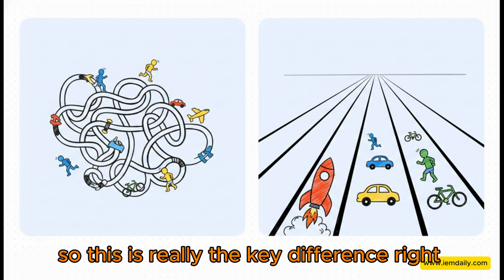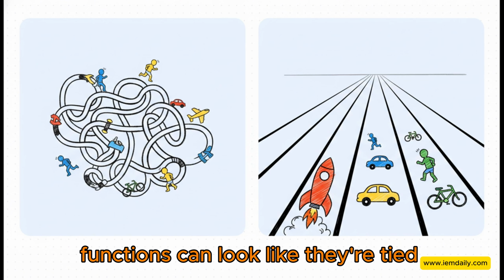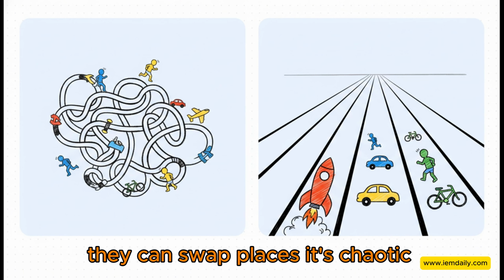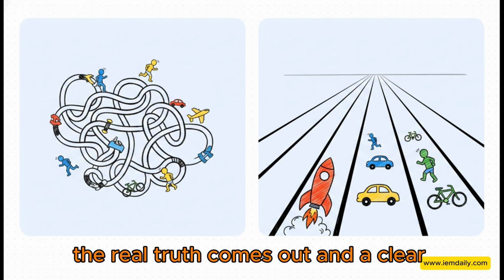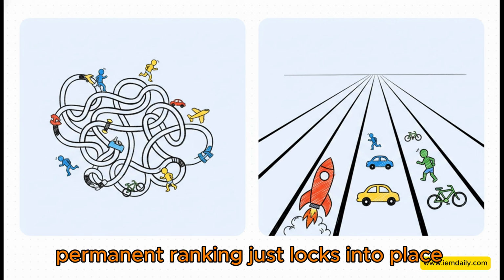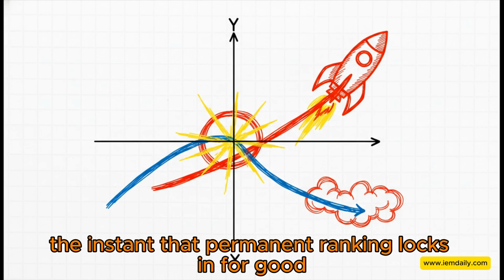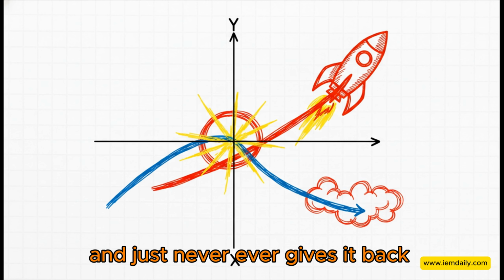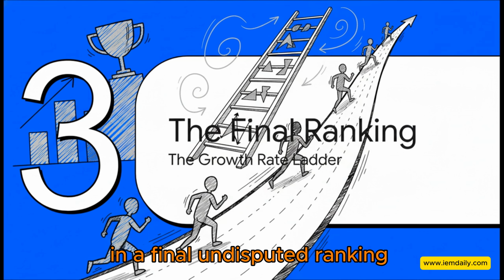So this is really the key difference, right? You've got the short sprint where things can be totally misleading. Functions can look like they're tied, they can swap places, it's chaotic. But then you have the marathon. As n gets huge, the real truth comes out, and a clear, permanent ranking just locks into place. And that moment, the instant that permanent ranking locks in for good, that's the tipping point. It's that specific value of n where the faster growing function grabs the lead and just never, ever gives it back.